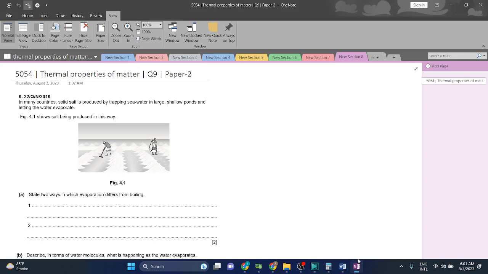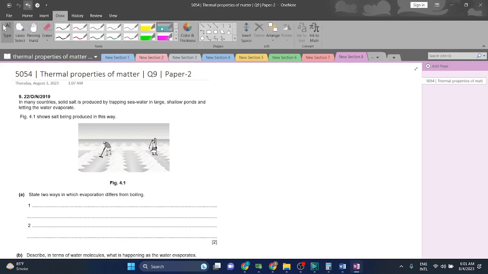Let's start question 9. In many countries solid salt is produced by trapping seawater in large shallow ponds and letting the water evaporate. Figure 4.1 shows salt being produced in this way. State two ways in which evaporation differs from boiling.